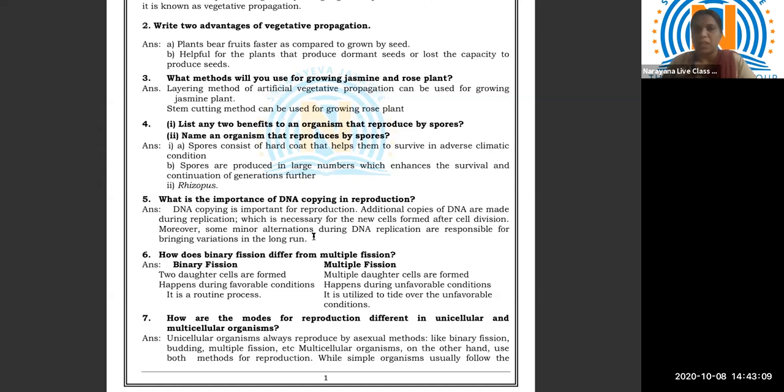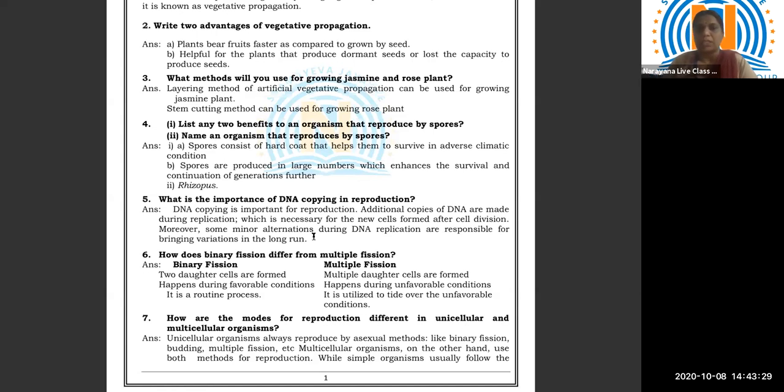Then second point, binary fission happens during favorable conditions. It is a routine process. Multiple fission happens during unfavorable conditions. It is utilized to tide over the unfavorable conditions. It is used to skip the unfavorable condition of that particular organism.